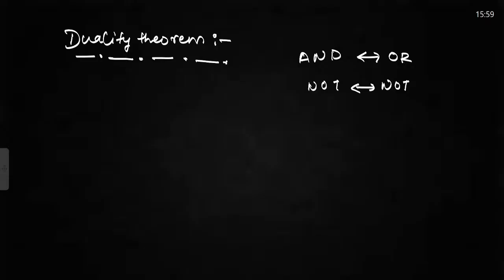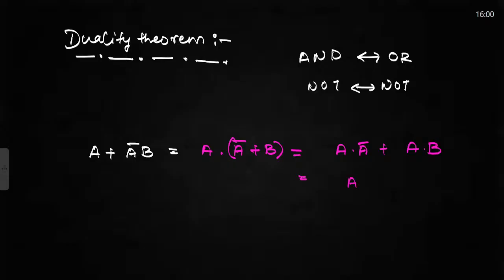Now let us understand here. I am having A plus A bar B. So this will be equal to, I will interchange, replacing AND by OR and OR by AND. So here I will have A and A bar or B. So that will be equal to A and A bar plus A and B. A into A bar is 0, so you will get A B. So this is equal to this one.